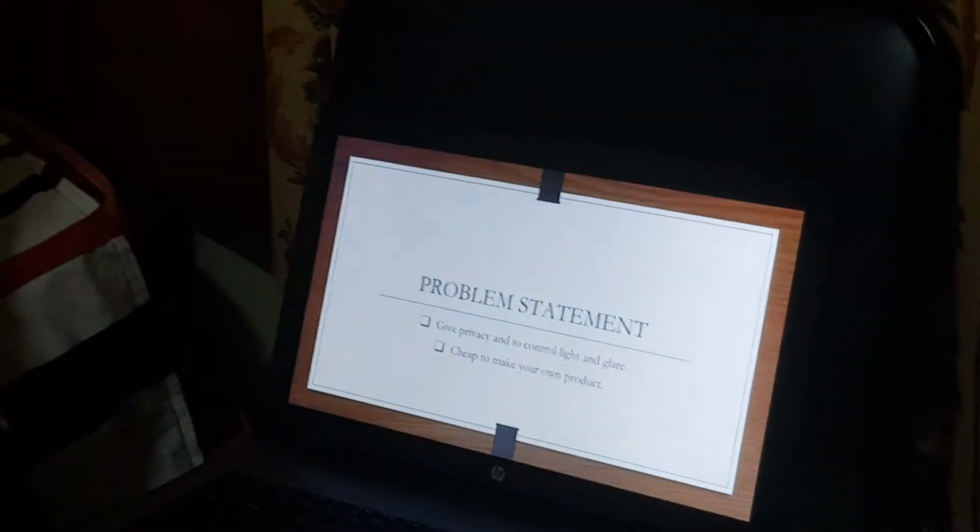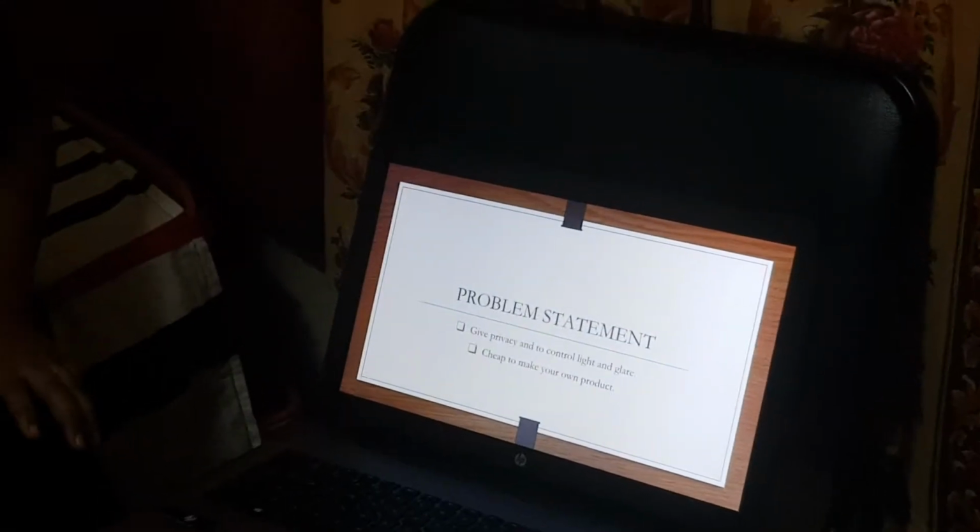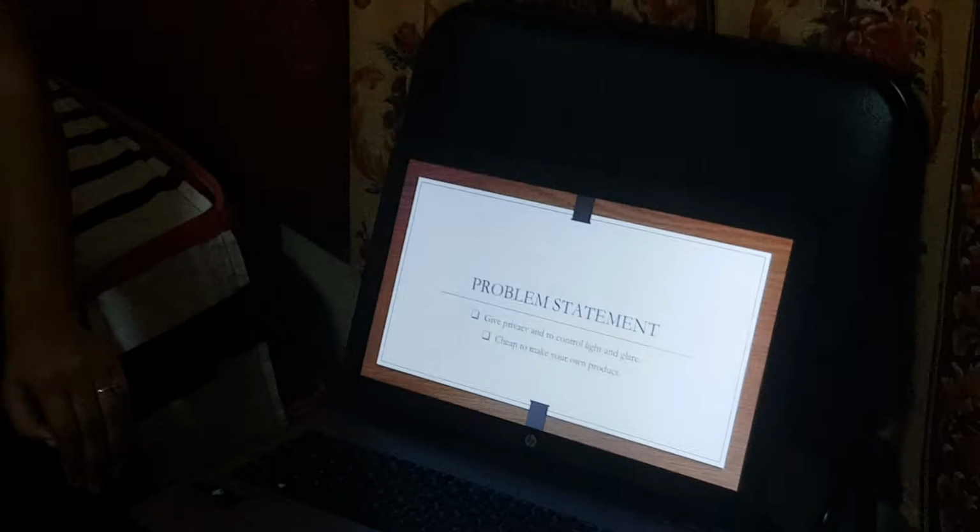Problem statement. Why I have decided to make a curtain. Why not something else? For a very common reason, for privacy and to control light and glare. I like to sleep late during the day, so I needed a curtain on the windows which would control the light coming into the room. And for the second reason, I also find it easy and cheap if I make my own curtain rather than purchasing it in the stores.